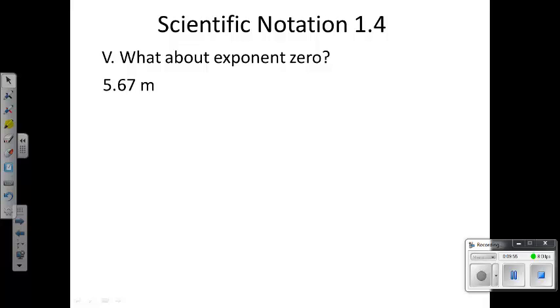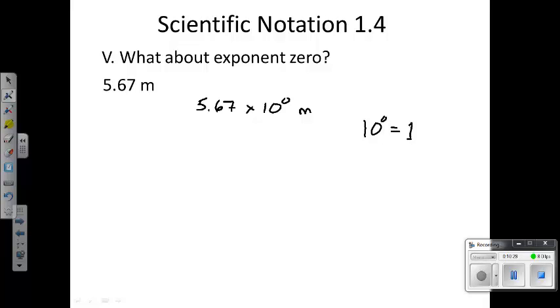There's an issue with scientific notation. What about numbers that are already between 1 and 10, right? 5.67 is already between 1 and 10. And you know, I could write this in the standard scientific notation format. I could say it's 5.67 times 10 to the 0, right? 10 to the 0 is equal to 1.